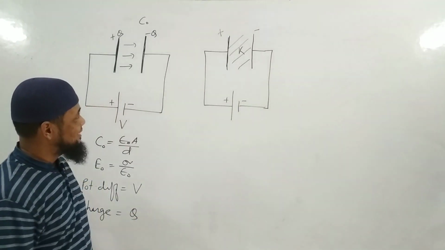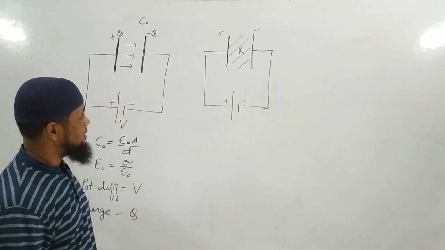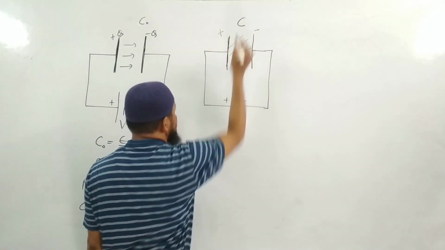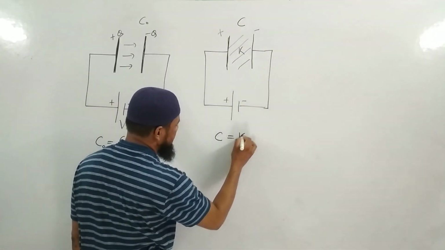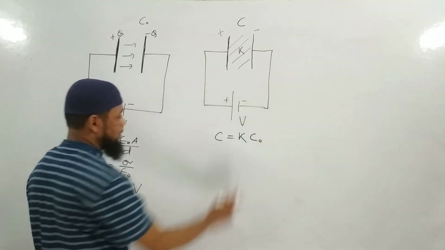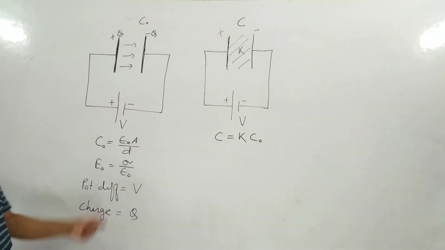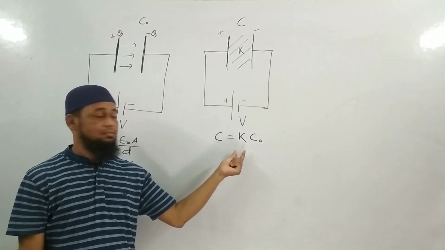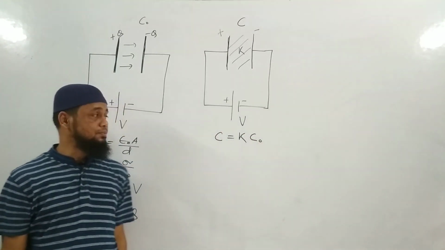Okay, what will happen here now? What will be the capacitance? We know the new capacitance C will become K times C naught. Initial capacitance was C naught, epsilon naught A by D. The new capacitance will become K times the initial.